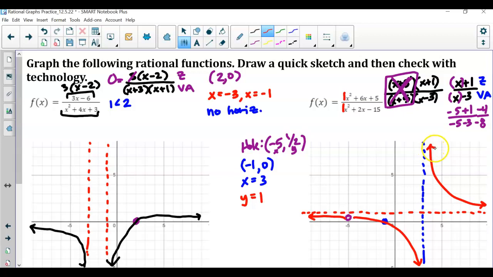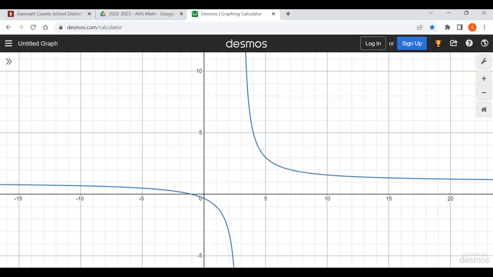And now let's check. And here we go. So again, notice how we have our horizontal asymptote. The graph is approaching but never reaching 1. And we have a vertical asymptote. Notice how it's approaching but never reaching here at x is equal to 3. We only have one 0, here at -1, 0. Now we can't see the hole, remember, so it's understood that it's going to be right here at -5, 1/2. So that's going to be our hole.